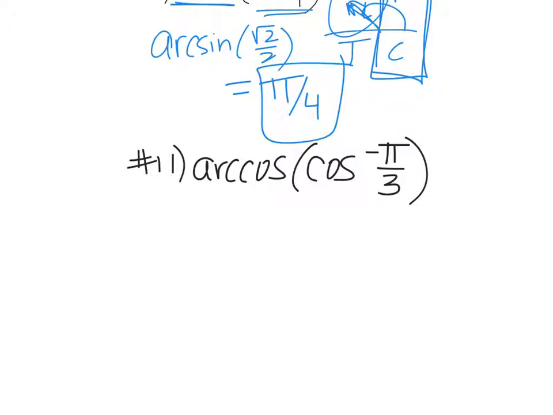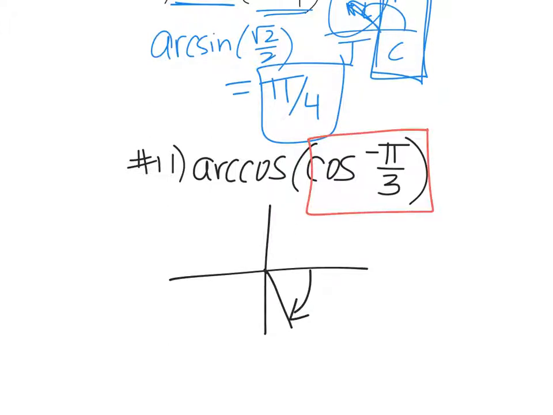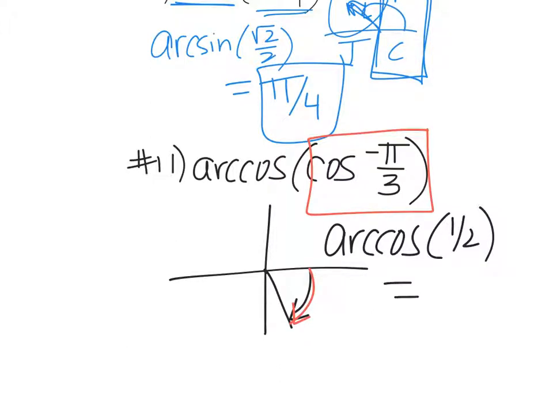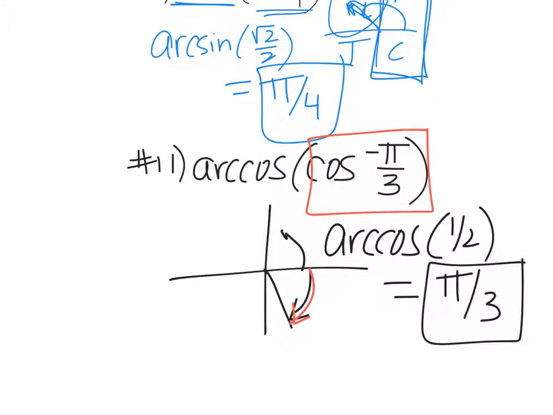I don't know if you like it this way, but what I would do is this. I would go to the cosine of negative pi over 3. So negative pi over 3 is down here. And I would evaluate this. I would start by evaluating the cosine of negative pi over 3. So what is the cosine of negative pi over 3? It's 1/2, right? 1/2. Now I need to find the arc cosine of 1/2. So that puts me back into quadrant 1 now, which would be positive pi over 3. That would be my answer.